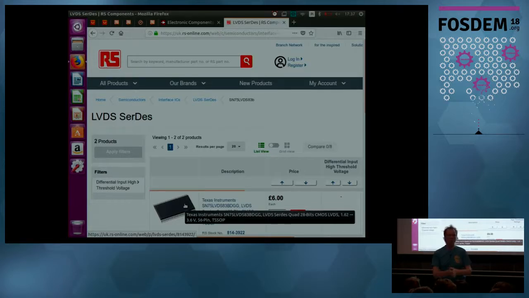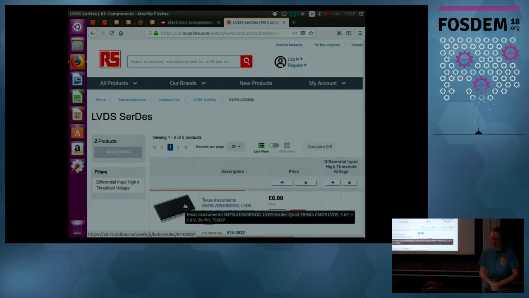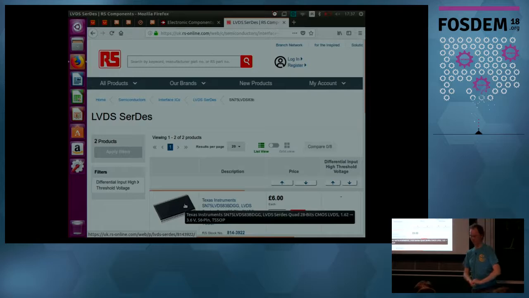So I'm going to give you some advice on how to source the components and check that they are available. Your two friends are AliExpress.com and Taobao.com. Do not buy from these people unless you are in China and you are a Chinese citizen, okay?